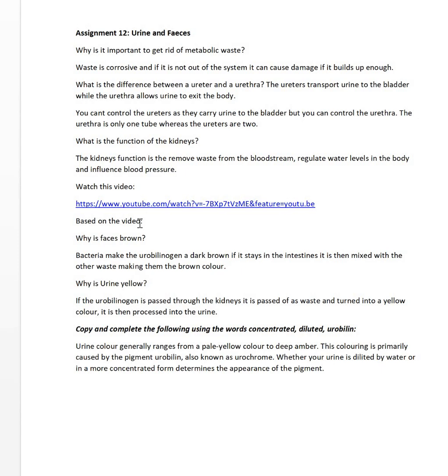There's a video, that's nice. Based on the video, why is feces brown? Feces is brown because you're going to have bacteria, and that's going to have a darkish brownish color inside of them. Also, you're going to have the removal of water and other nutrients, and that will result in that brownish color.